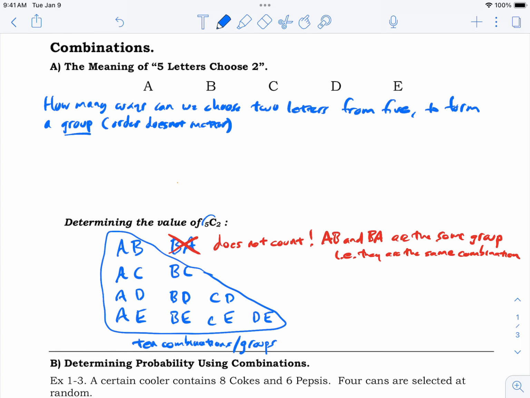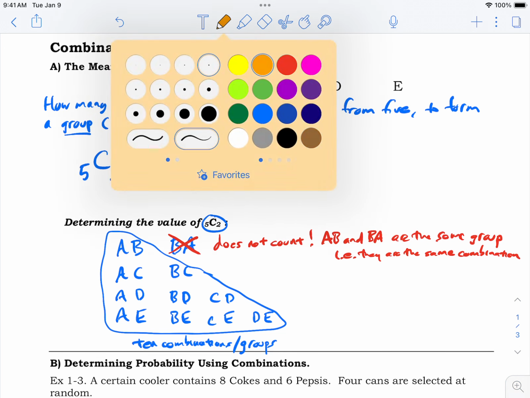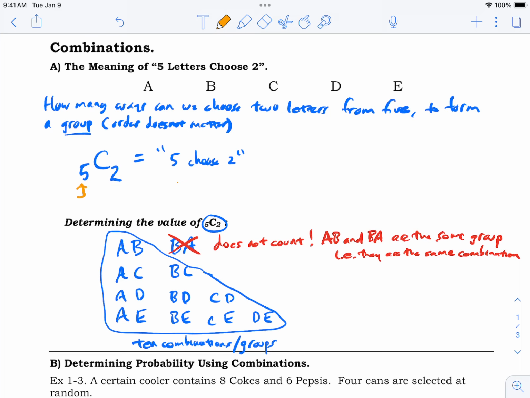And so here's a notation that I should explain right about now. The 5 choose 2. That's how I say that. You say 5 choose 2. So it's got 3 parts to it, right? The 5 is how many are we choosing from? It's the size of the pool, so to speak. We're choosing from 5 letters. The 2 is, how many are we choosing?